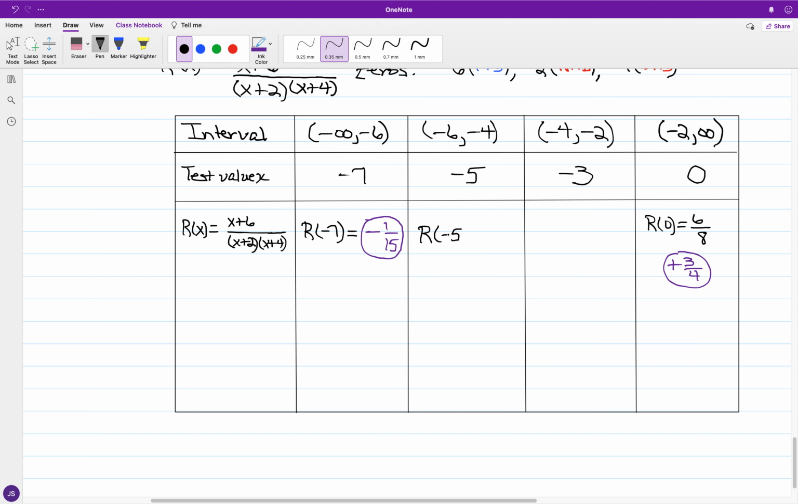Now in the case of R of negative 5, this one is going to end up reducing to a positive ratio, so this is going to be a positive 1/3. And in the case of R of negative 3, this is just going to reduce to a negative value, in this case a minus 3.